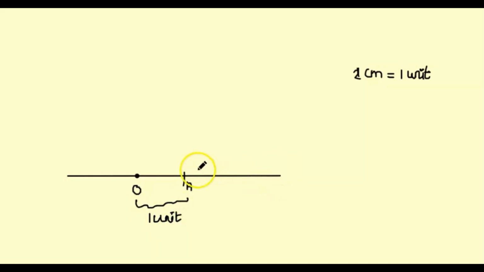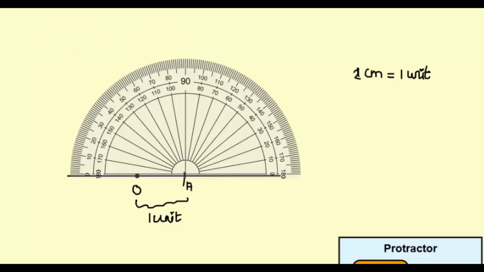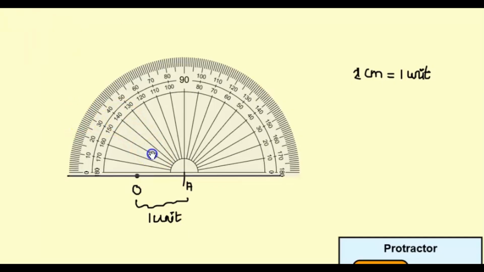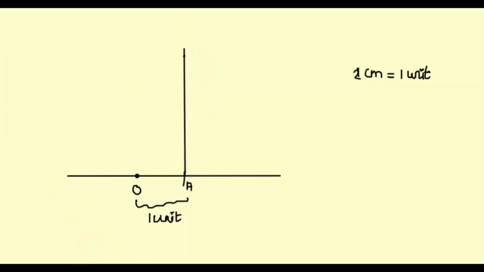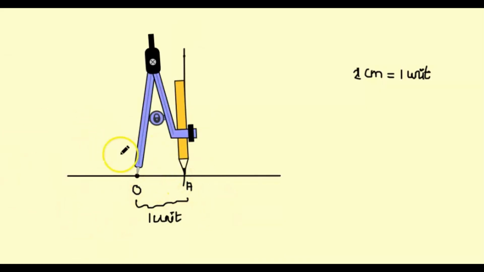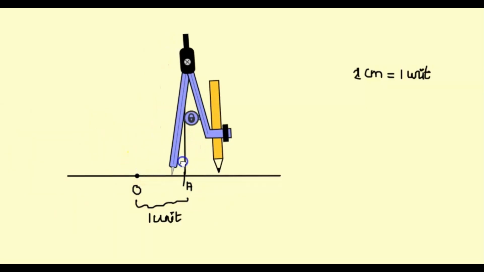Okay, so now from A we are going to draw a perpendicular line. For that I'm going to use a protractor. From A, just mark 90° and draw a perpendicular line from A. Yes, this is done. Now our next step is, take the same 1 unit, which is 2 centimeter measurement, and make an arc on this perpendicular line by keeping A as the center. So take a compass and keep the center as A.